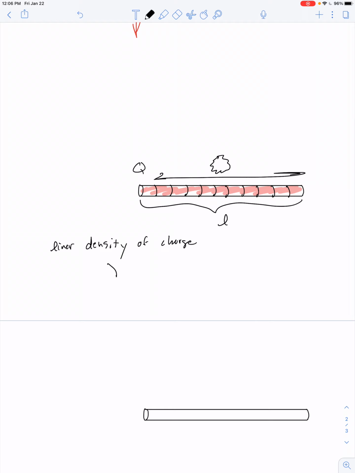If we want, we can give a symbol to that. Maybe we'll use the Greek letter lambda. Anyway, the linear density of charge should be some number of coulombs per meter. So I can find it just by dividing the total charge by the total length.